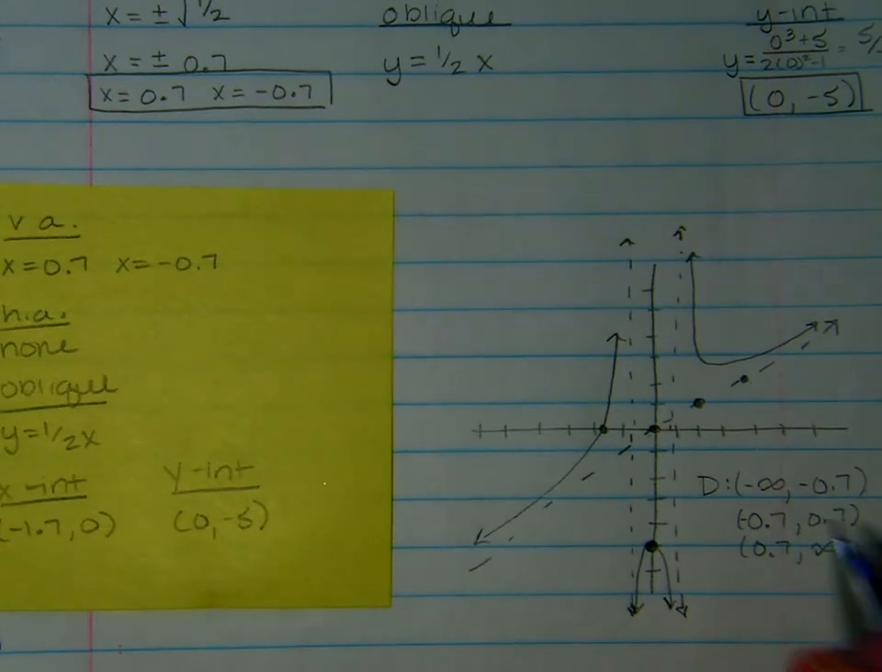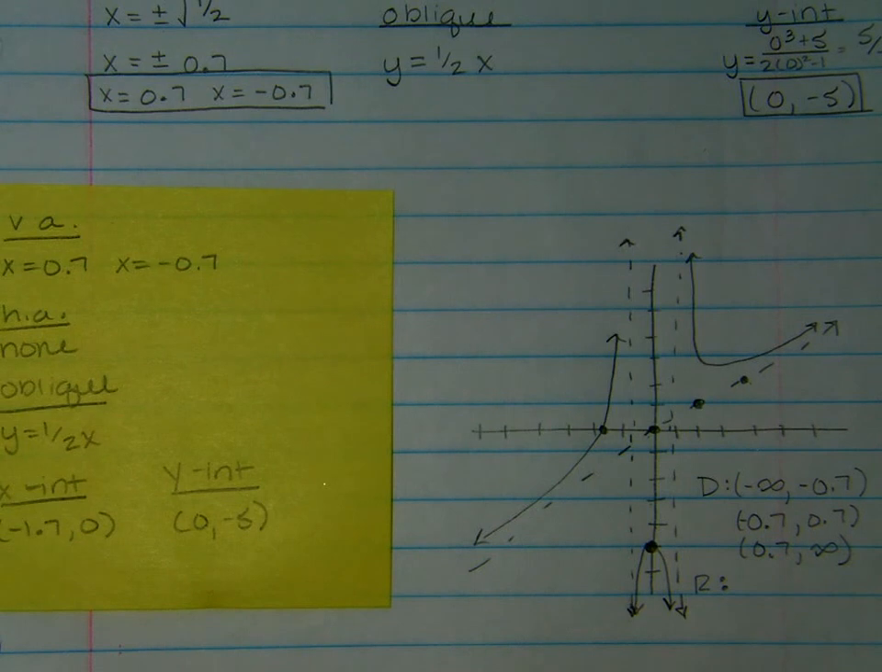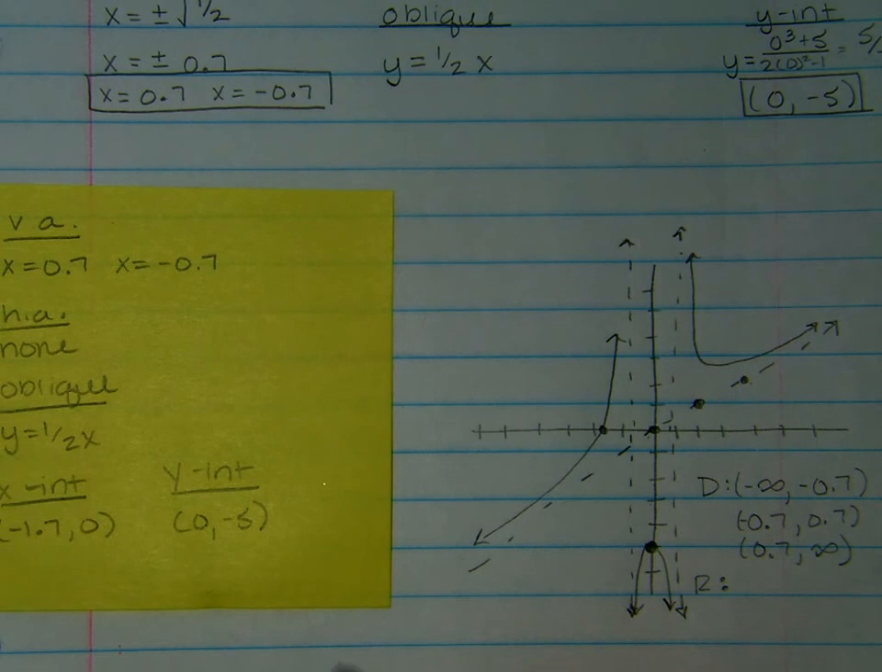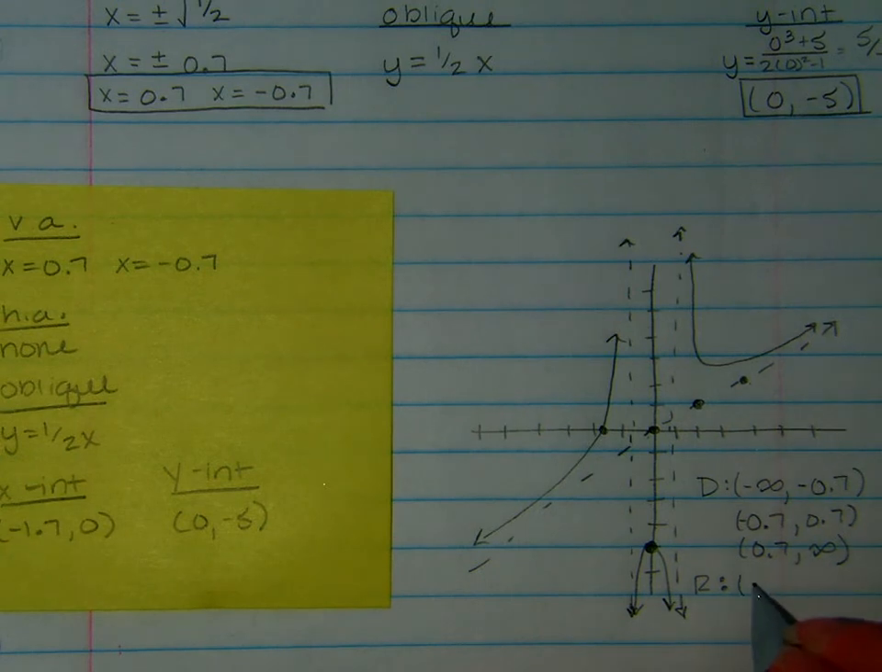My range for this function. Now you may think you're going to need to be calculating maximums and minimums, but you're actually not. And the reason is that this asymptote goes down forever, which means that this graph continues down forever. So the range of this function is negative infinity to positive infinity. There are no breaks.